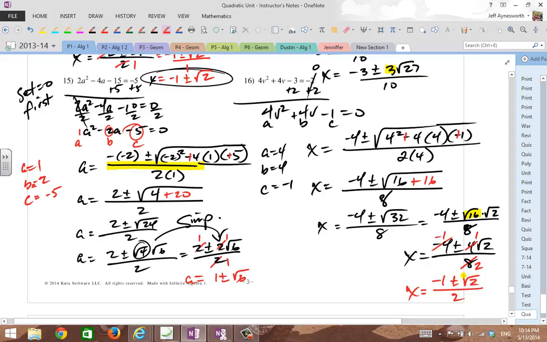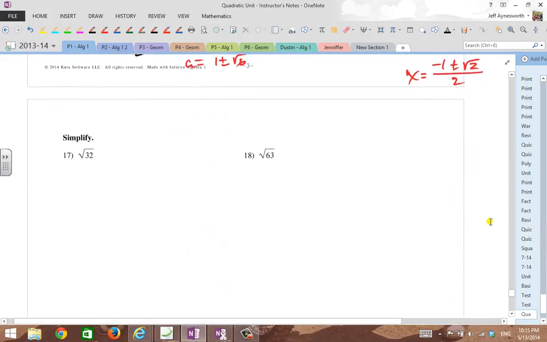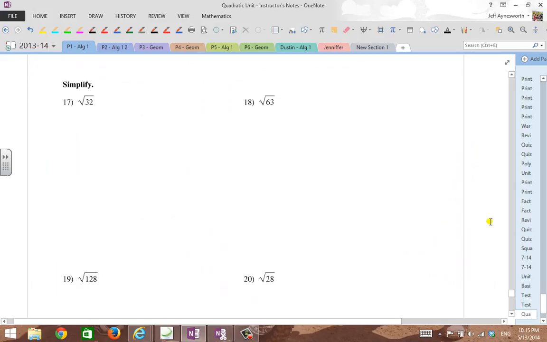Okay, and there we go. And that's number 16. All right, what else do we have to do here? All right, oh, these are easy. Okay, so we just have to simplify some roots.